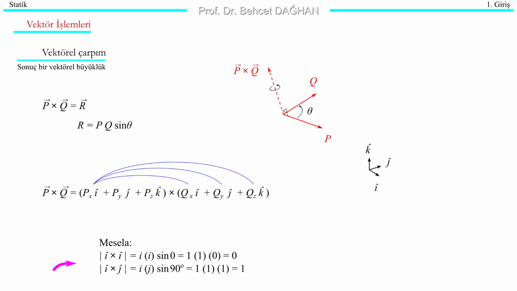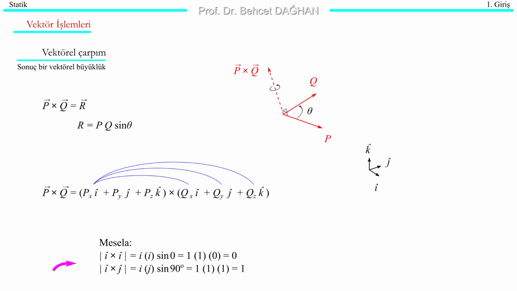For another example, let's do the cross product of i and j. When we multiply i and j by cross product, the magnitude of the resulting vector is equal to 1. Because the angle between them is 90 degrees, sine 90 degrees equals 1. Their respective magnitudes are also 1. Therefore, 1 times 1 times 1 equals 1. So, the cross product of i and j is a unit vector.